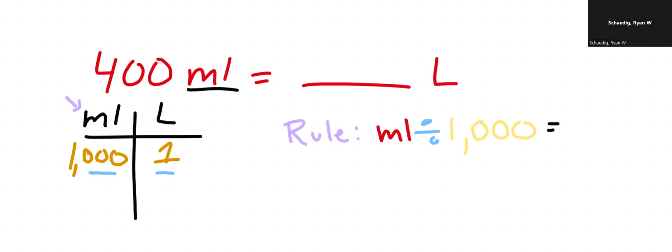It's like I have so many colors and I keep kind of picking the same ones. Okay, so there's our rule now: milliliters divided by 1,000 equals liters. Well, let's go solve our problem.